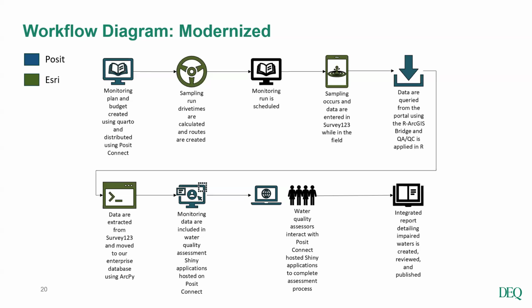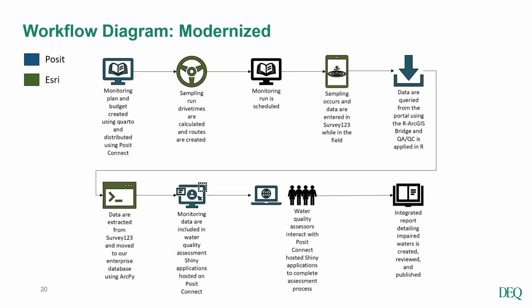So in our current process, the monitoring plans and budgets are created using Quarto and distributed through Posit Connect. Then sampling routes can be identified using route layers in ArcGIS Enterprise Portal. A future goal here would be for us to utilize ArcGIS Navigator to be able to navigate to sampling locations. Monitoring runs continue to be scheduled in the Comprehensive Environmental Data System, or CEDS.